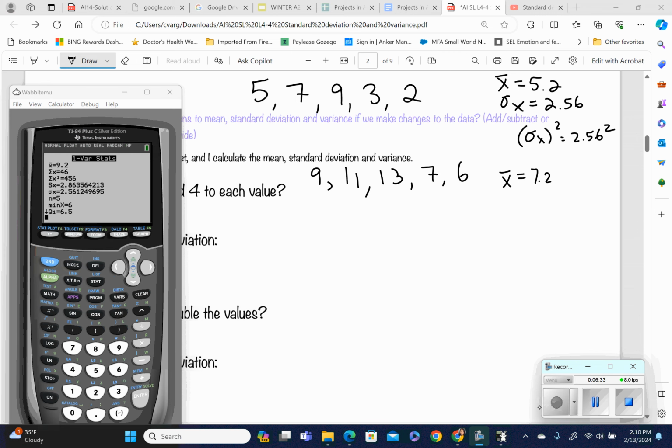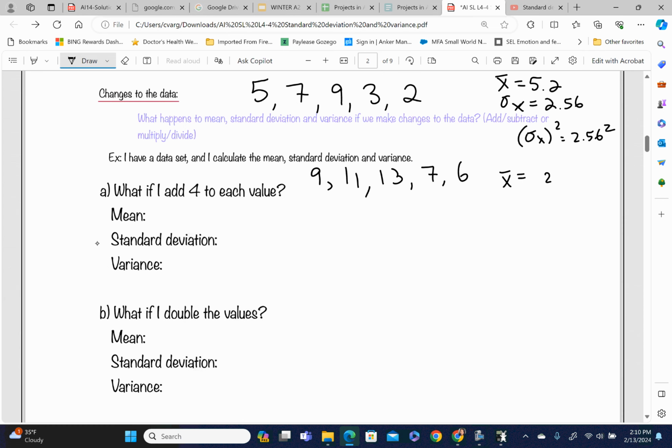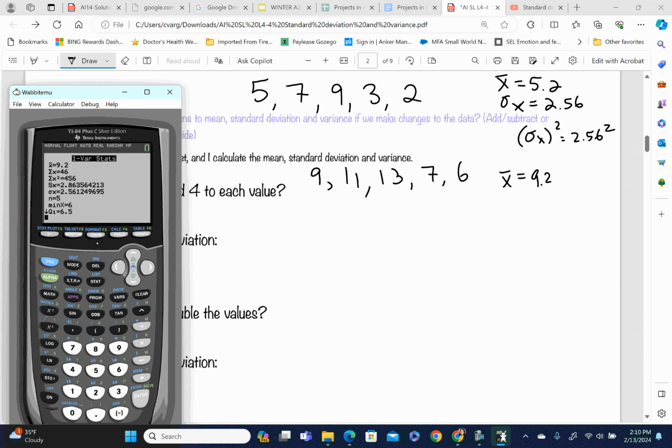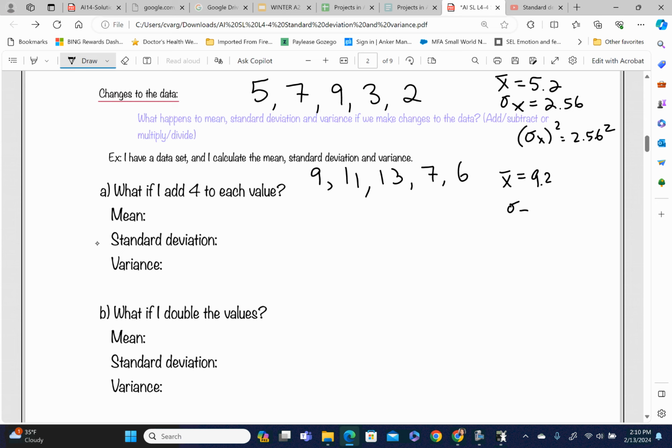And I noticed something was wrong right away because I went back to my data and instead of 11, I had put 1. So my mean is 9.2. Let's correct that, which makes a lot more sense, okay? My mean is 9.2. My standard deviation is 2.56. And then my variance is going to be 2.56 squared.